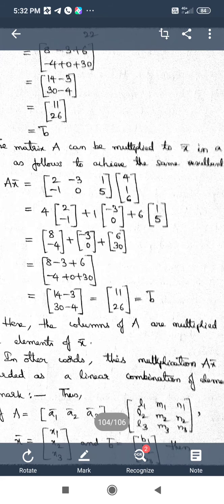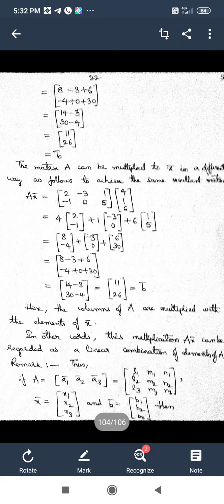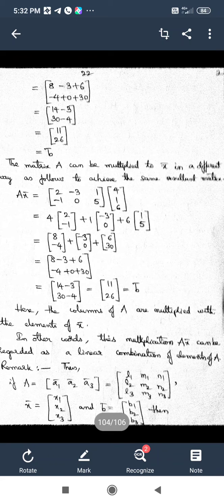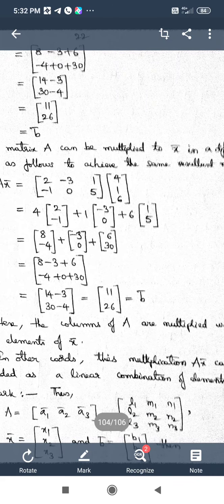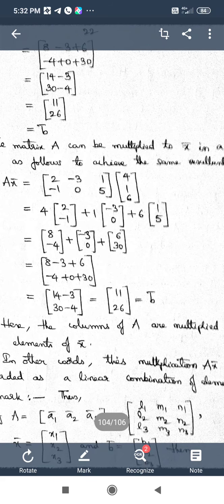Now let us see it in a different way, and this is the one you have not yet come across earlier. See here how it goes. The matrix A can be multiplied with x bar in a different way as follows to achieve the same resultant matrix. Even though we are changing the method to find the resultant matrix, we are going to get the same resultant matrix as earlier, as we have seen above. So let us see how it goes.